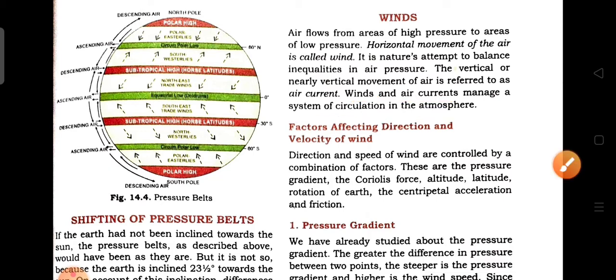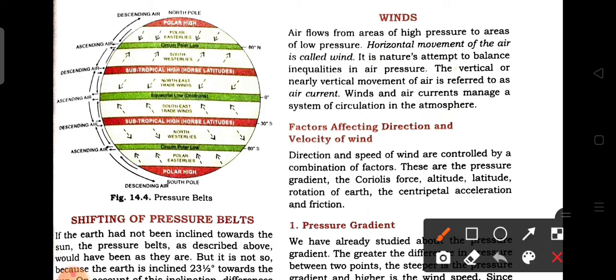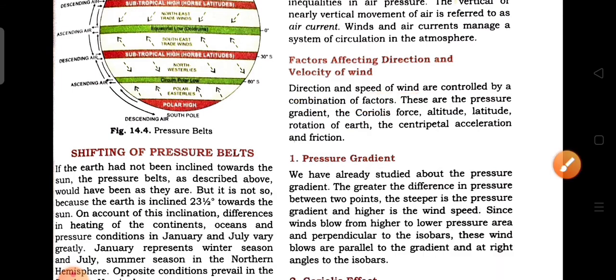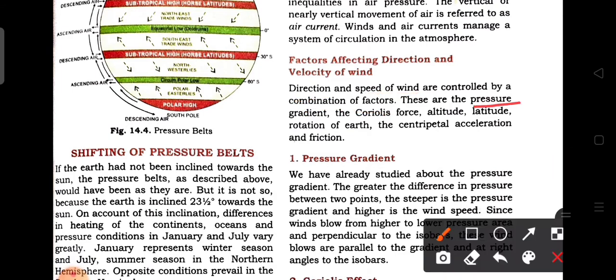Now, we will study the factors affecting the direction and the velocity of the wind. The direction and the speed of the wind are controlled by a combination of various factors. The various factors are pressure gradient, the Coriolis force, altitude, latitude, rotation of the earth, the centripetal acceleration and friction. We will study these factors one by one.